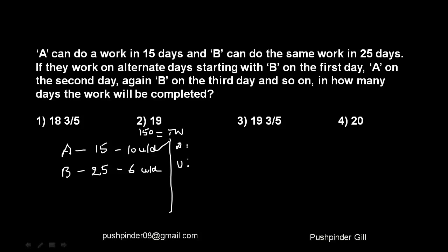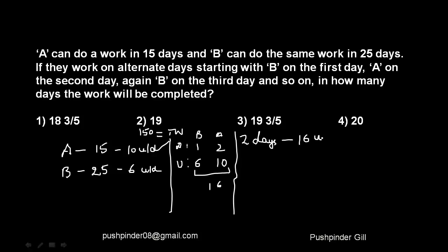Fine. Now on the first day, B starts the work. That means B finishes 6 units. On the second day, A works, which means that A finishes 10 units. And this cycle is going to repeat itself again and again. That means if I write it here, it is going to take 2 days. Every 2 days, they're going to finish 10 plus 6, that is 16 units. That means every 2 days, they're going to finish 16 units, right?